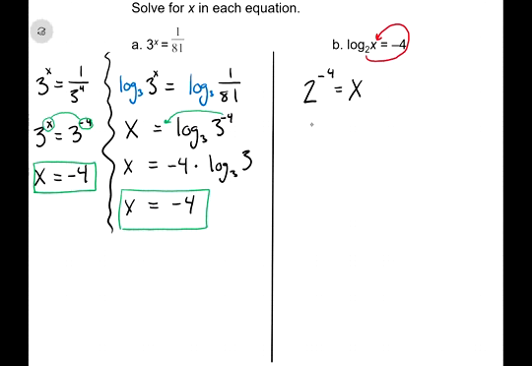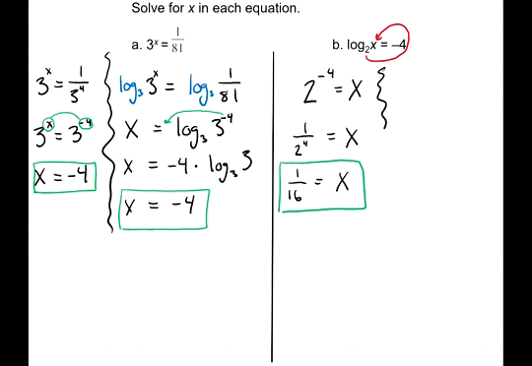And 2 to the negative 4 is 1 over 2 to the 4. And 2 to the fourth power is 16. So we get x equals 1 over 16. Let's see. Can we think of another way of solving this problem? Let's use the same method we used in the second attempt at part A.